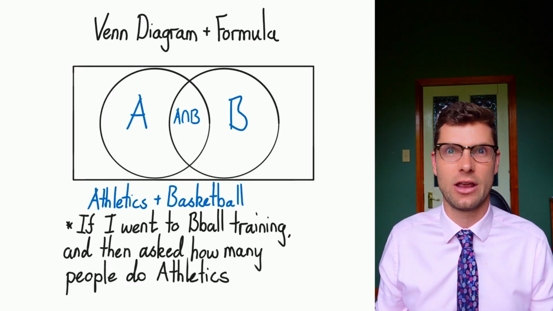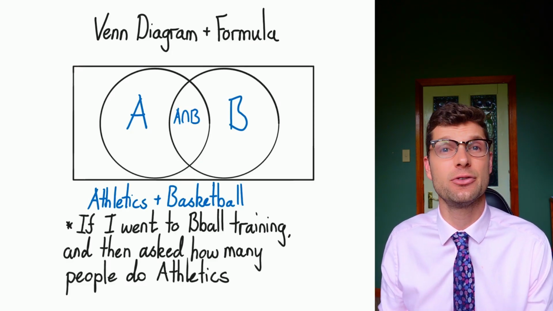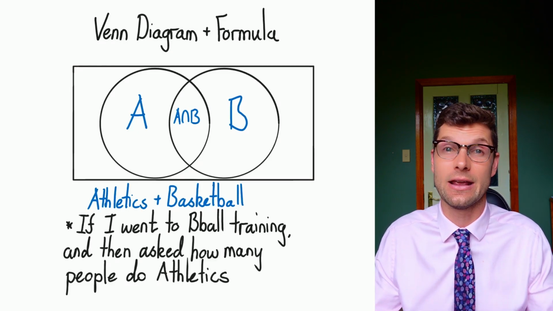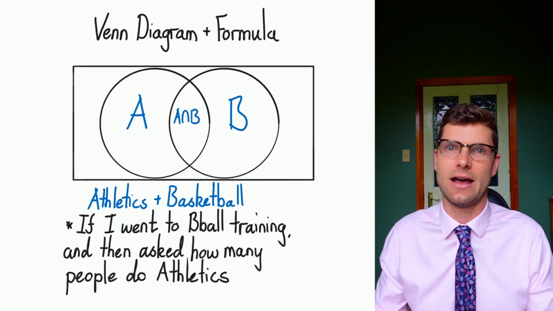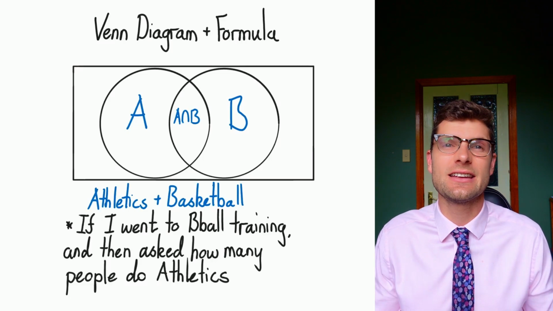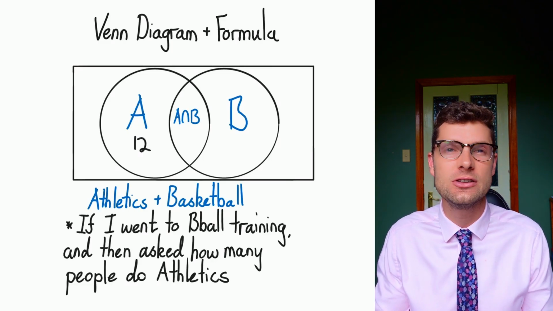So now I'm not looking at the whole year group, okay? The sample space has changed. I'm only looking for people that do athletics who also play basketball, or out of the basketball team. So if we were going to put numbers on this, let's say that I had 12 people only doing athletics.